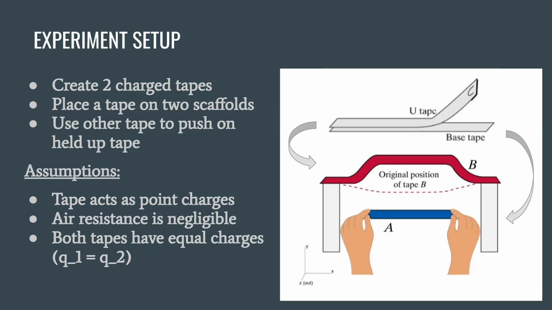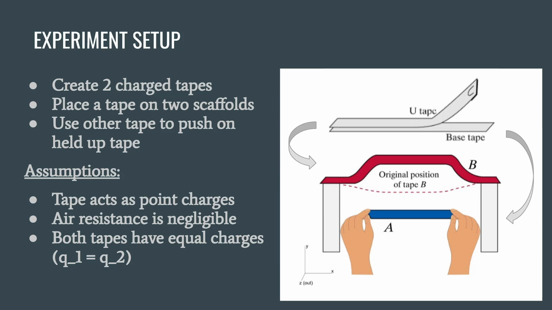This is the setup for the experiment, and the process goes as follows. You first want to create two charge tapes by placing a base tape on a surface and a tape on top of that, and then you're going to rub that tape onto that base tape that was on the surface and rip off that tape that was on top. You can do this twice, and one of these tapes will be placed on scaffolding, and the other tape will slowly be raised underneath that held up tape, and you will see a phenomenon of the held up tape float.